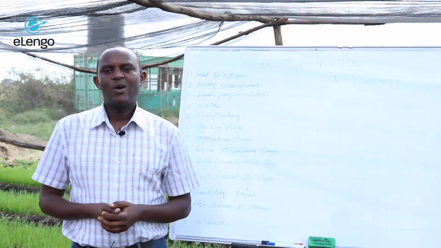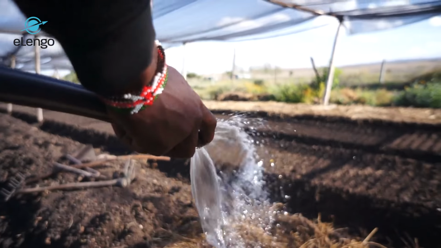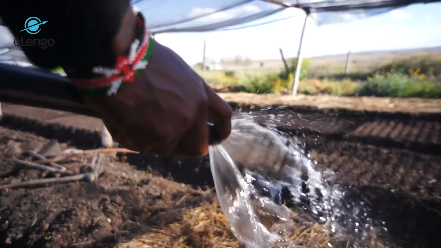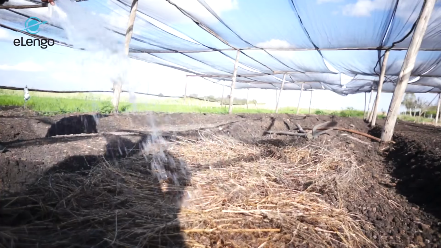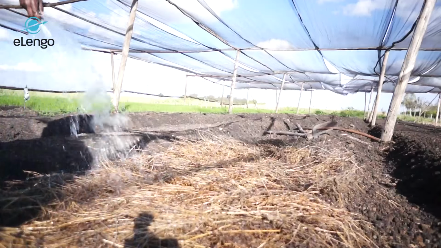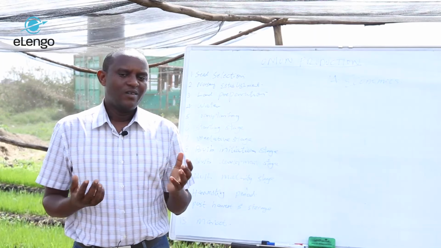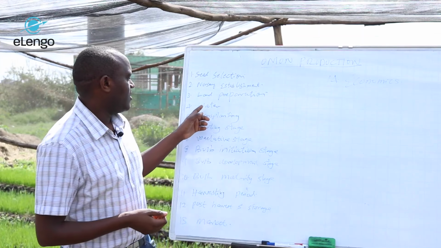From there, we are going to look at watering. Of course, the plant will need water, and sometimes you find the rainfall is not sufficient. So we have to look at this water, whether it is sufficient, the quality of the water, and things like those. We are going to look at that next.